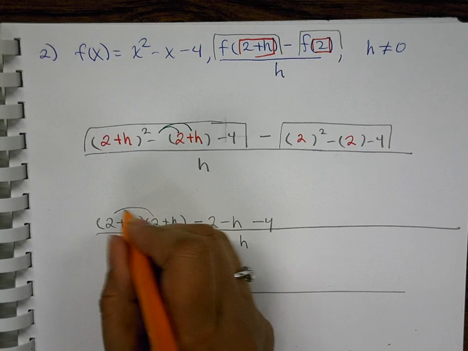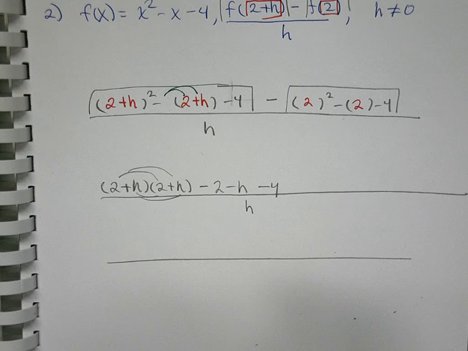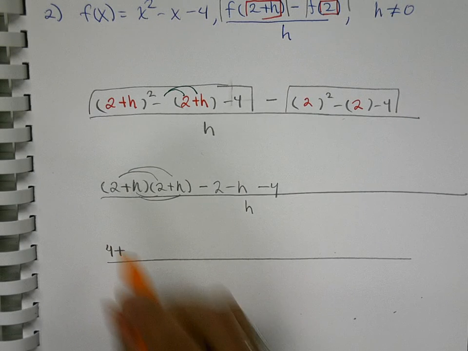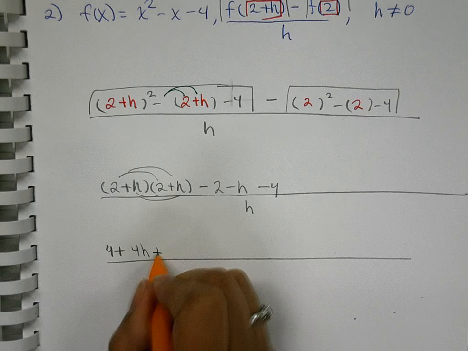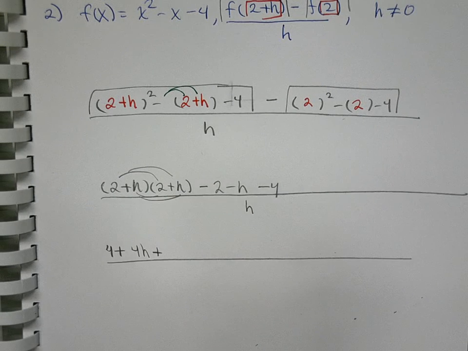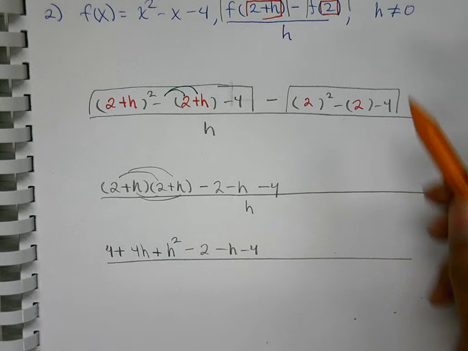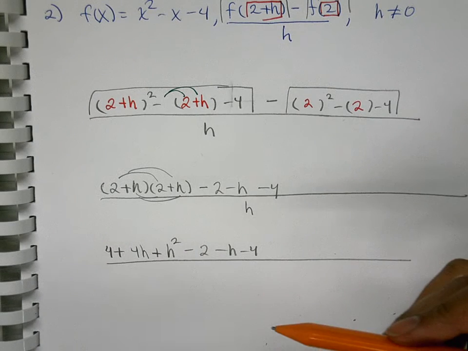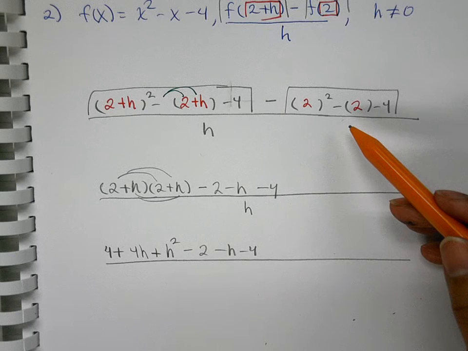All right, so let's go ahead and FOIL. Do it all in one step if you can. 2 times 2 is 4. Plus 2h is 4h plus h squared, minus 2 minus h minus 4. Now, you can combine like terms now or later.